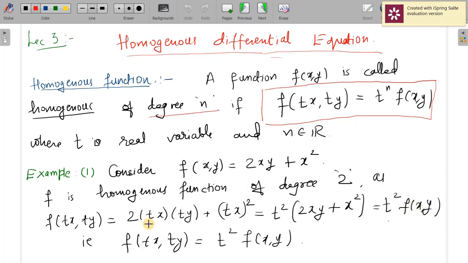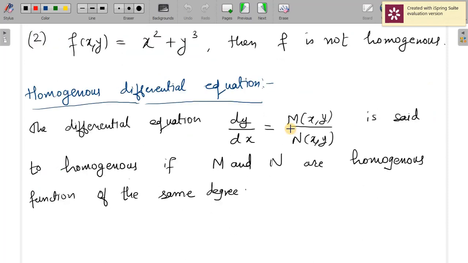So therefore f satisfies the condition f of tx comma ty equal to t square f of x comma y, and hence I can say that f is a homogeneous function of degree 2. Now here, just by looking at the function you can tell whether the given function is homogeneous of some degree or not. Let us see this example, f of x comma y equal to x square plus y cube.